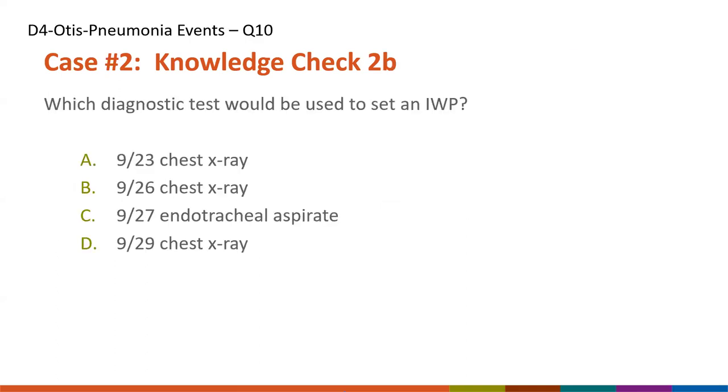Let's move on to knowledge check 2B. Which diagnostic test would be used to set an IWP? Is it A, the 9/23 chest x-ray, B, the 9/26 chest x-ray, C, the 9/27 endotracheal aspirate, or D, the 9/29 chest x-ray?